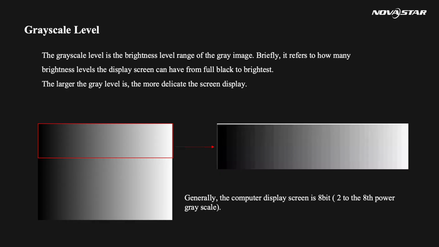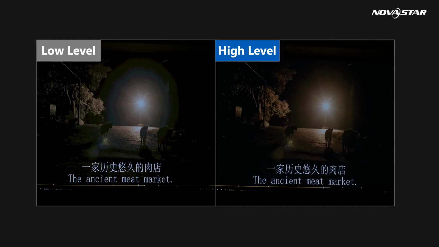Well, the grayscale level is the brightness level range of the grayscale image. Briefly, it refers to how many brightness levels the display screen can have from full black to brightest. The larger the grayscale level is, the more delicate the screen will be.